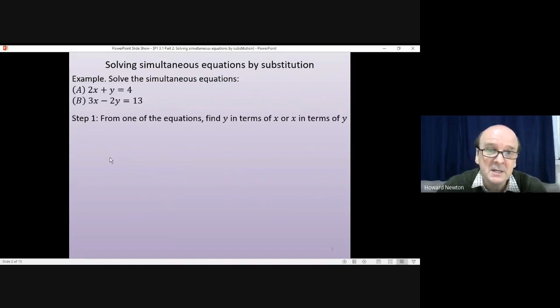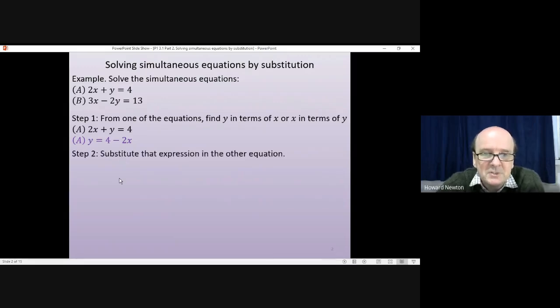In this case, equation A is by far the easiest one to work from. So we'll work from 2x plus y equals 4, and we'll get y on its own. It's easy to get y on its own. We'll move the 2x to the other side and get y equals 4 minus 2x. So we've made y the subject of the equation, and we've written y in terms of x.